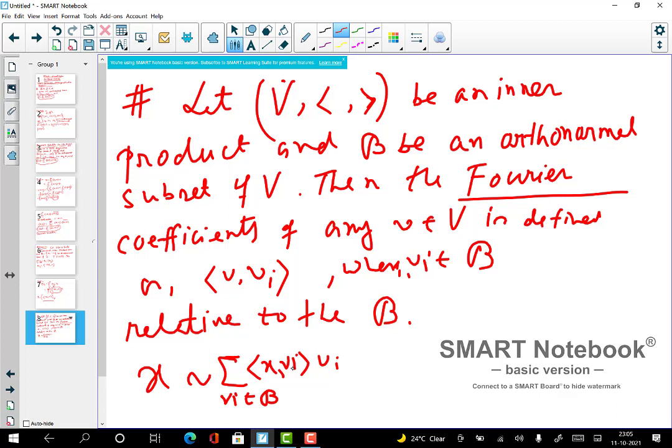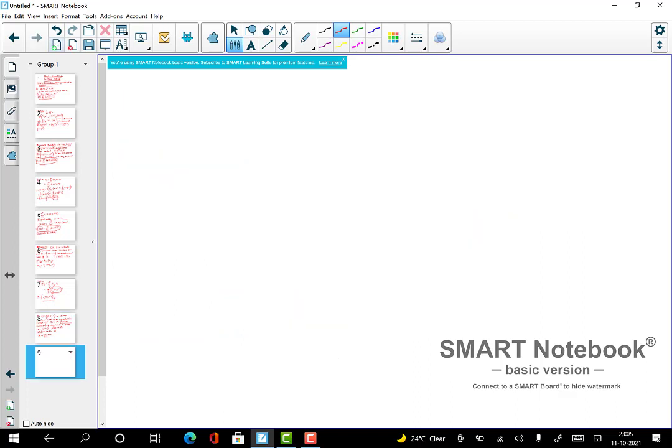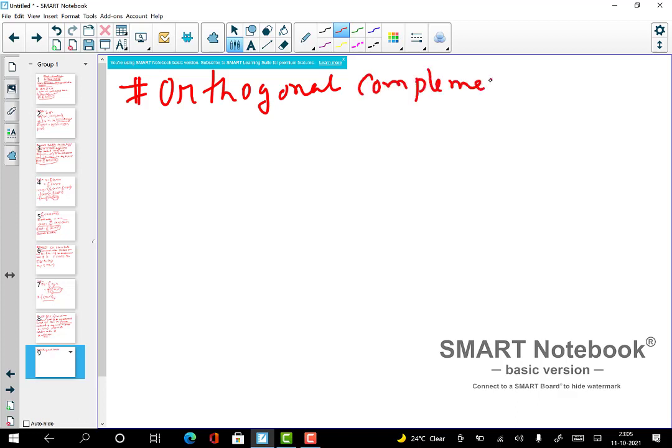Okay. So now, so this was that. Obviously, some of the applications. Now, with the help of that, you can define something called the orthogonal complement. So let me say it. What is that? Orthogonal complement. Okay.